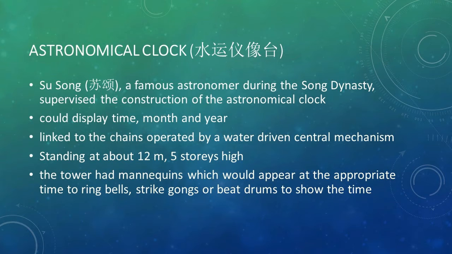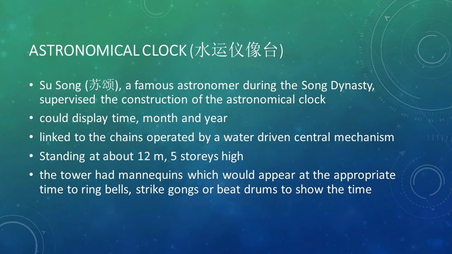This is another amazing invention. The astronomical clock, Shui Yun Yixiangtai, was invented during the Song Dynasty by a person called Su Song. What is amazing about this is that it is the world's earliest automated clock, even more detailed than Zhang Heng's, because you can actually tell the time, month, and year. You can also tell the star constellations, and it has a mechanism of mannequins which appear at the right time to strike the gongs or the drums or the bells to show the time. It's quite amazing that something like that was already invented so much earlier. In fact, it is so sophisticated that a lot of modern scientists can't believe that it could be built at that point of time because of the level of sophistication.